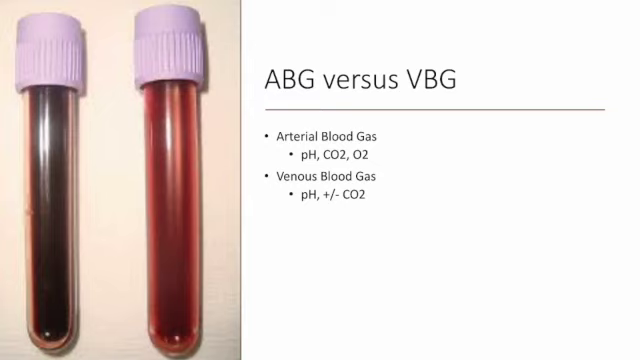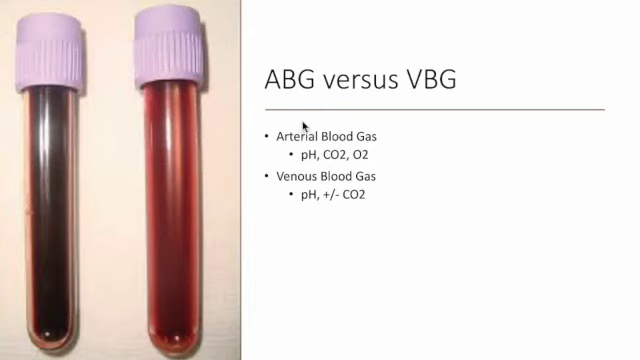So in summary, the pH is very reliable on both an ABG and a VBG. The CO2 on a VBG is less reliable, but it's still good for giving you a rough estimate. You can tell if it's really high or if it's really low, and it's also good for trending CO2 levels. With regards to oxygen, if you need a very accurate measurement of a patient's blood oxygen, an ABG is better than a VBG, but a VBG can give you a rough estimate of oxygenation.